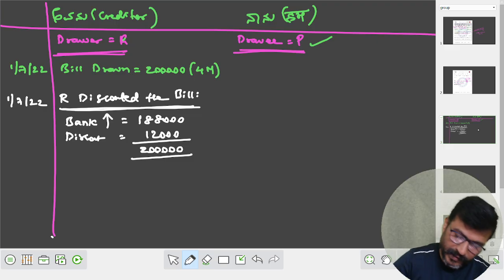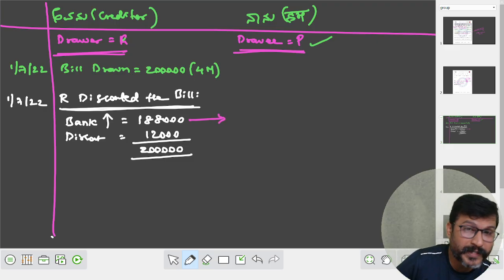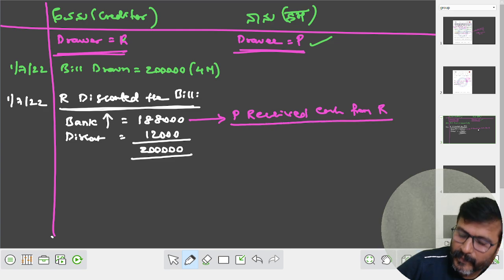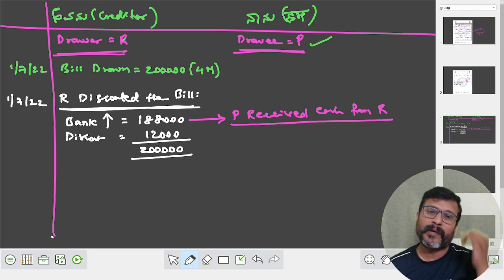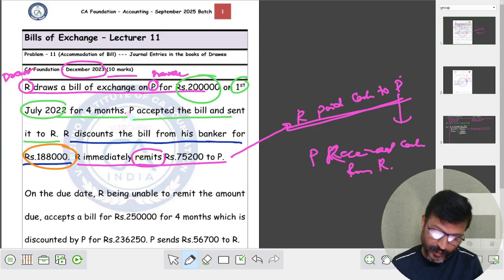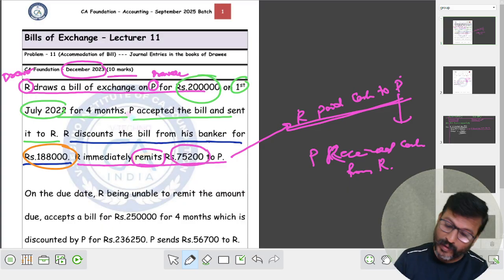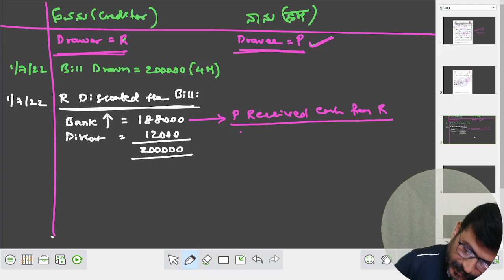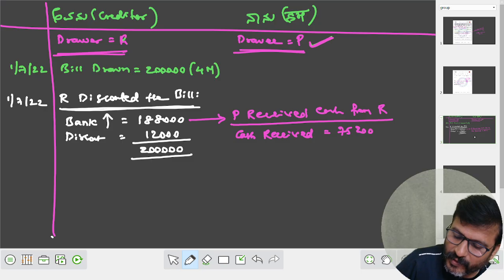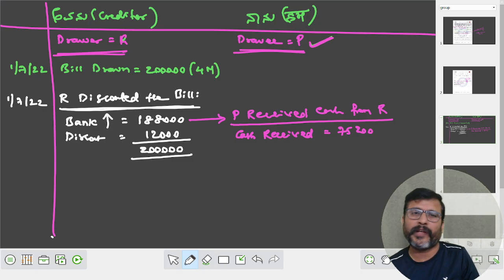So what do we have to write? Opposite to this, who received? P received cash from R. Sir, why are you writing P received cash from R? Because we have to pass the entries in the books of P. Now, how much cash is received by P? 75,200 rupees. Cash received is 75,200 rupees. Fine, that is the cash received.